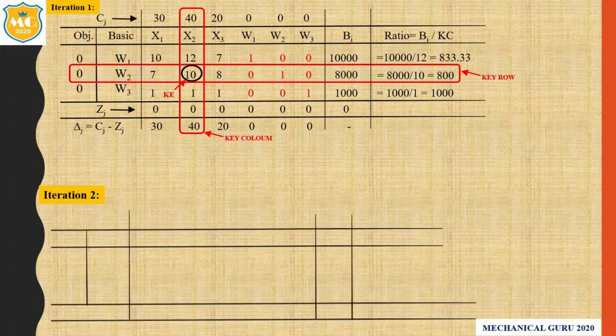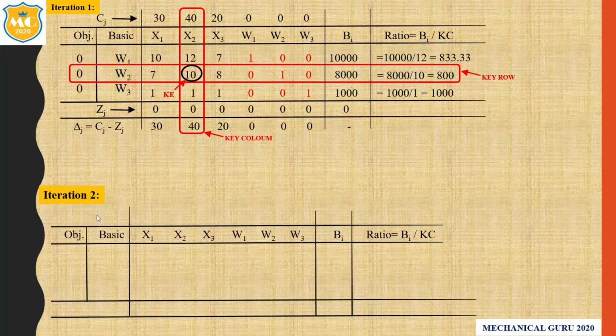Iteration 2. Okay, here first write down this value: objective, basic, decision variable and slack variable, BI and ratio. Similarly, CJ profit constraint, that is 30, 40, 20, 0, 0, 0. Okay, this is the standard format.